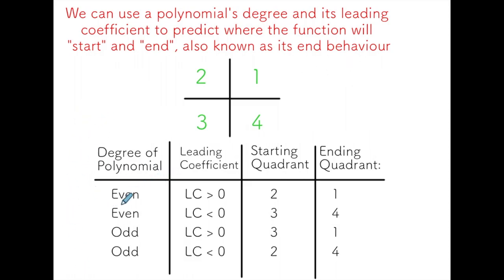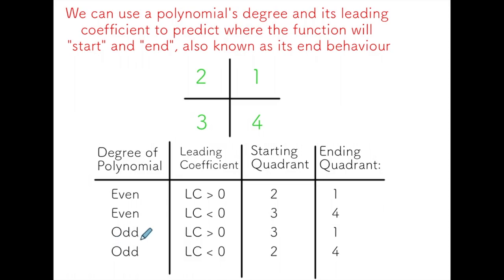For example, if the degree of a polynomial is even and has a positive leading coefficient, we know it should start in quadrant 2 and end in quadrant 1. An example of this would be a quadratic. If we have the same degree of polynomial with a negative leading coefficient, we know it's going to start in quadrant 3 and end in quadrant 4. If you think about your understanding of reflections of quadratics, this should make intuitive sense.